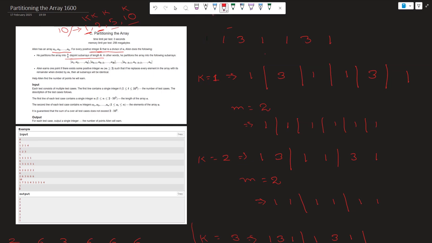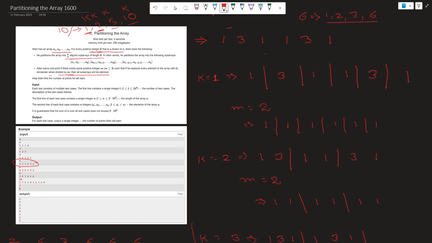Now we need to take another positive integer m, which should be greater than or equal to 2, such that if he replaces every element in the array with its remainder when divided by m, then all subarrays will be identical. So let's understand this by an example. Suppose we have an array 1 3 1 1 3 1. The size of the array is 6.